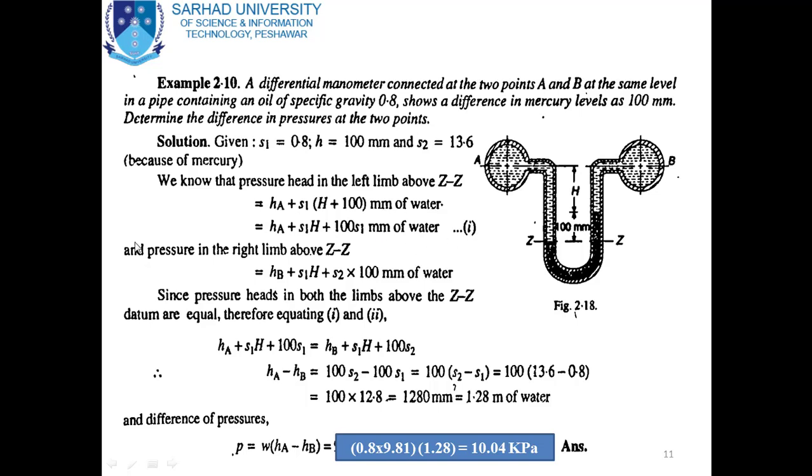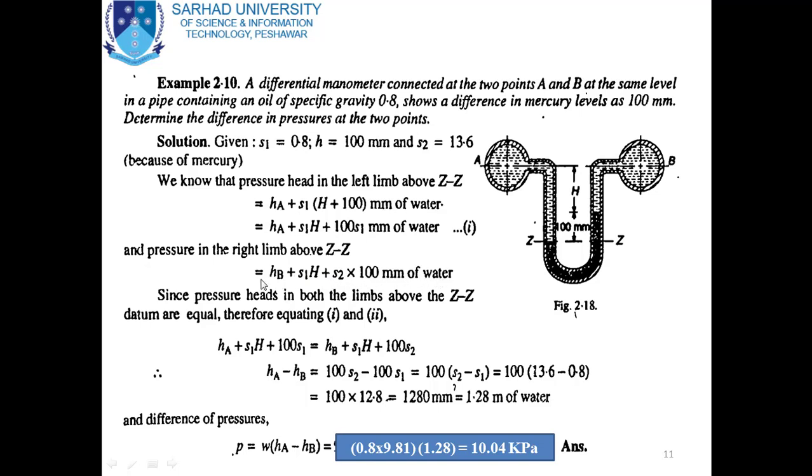Now pressure in the right limb above the datum ZZ is equal to pressure in the pipe, which is denoted by HB in terms of head of water, plus height of this column, which is capital H. Multiply this capital H by S1, we will get the pressure of this column, and then we have pressure of this column. So multiply this by specific gravity of this liquid, which is S2, multiplied by 100. So we will get the pressure in the right limb equal to HB plus S1 capital H plus S2 into 100 mm of water.